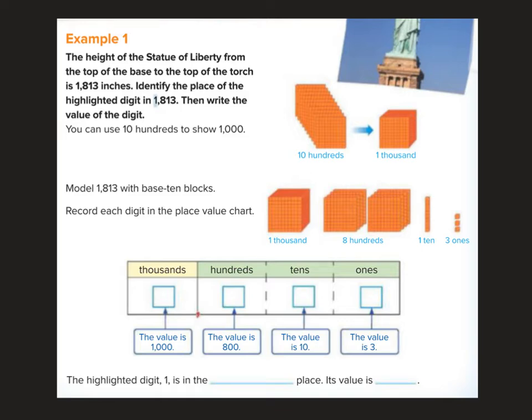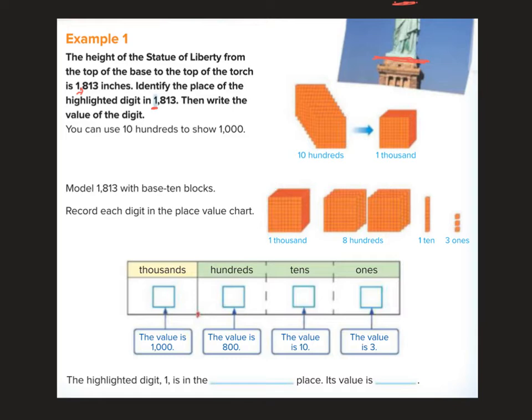So let's look at example 1. The height of the Statue of Liberty from the top of the base, so right here I'm going to guess, to the top of the torch, which is up here. Hopefully you can see it in your book because I cut it out, is 1,813 inches. So it's asked us to identify the place of the highlighted digit. So what place value is that? Then we need to write the value of that digit. Okay, what is its worth?